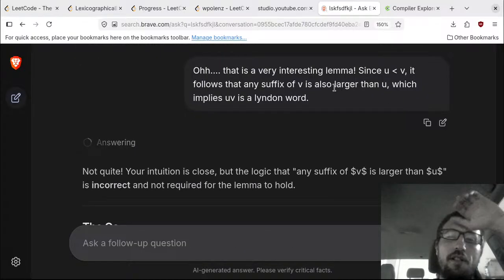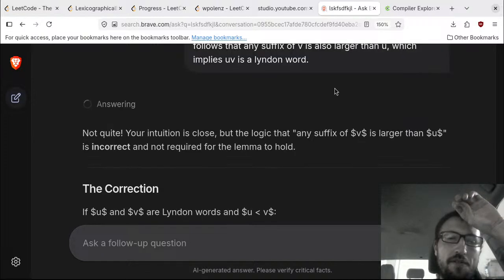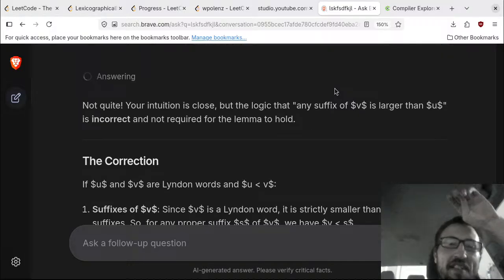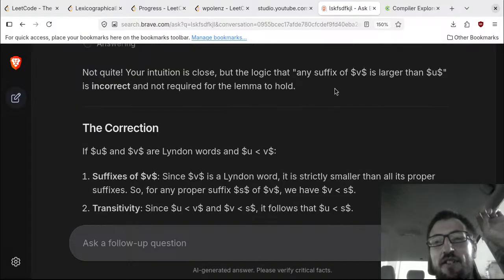Not quite. No! Incorrect and not required for the lemma to hold. Oh. Whoops. Whoops. Incorrect and not required.